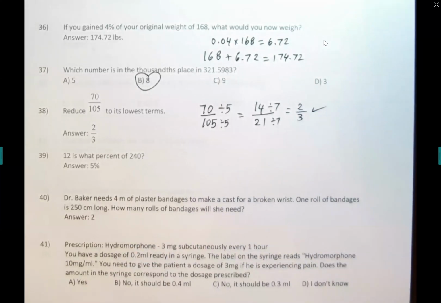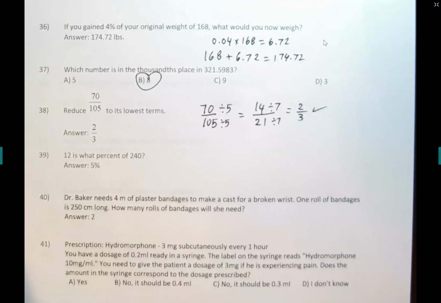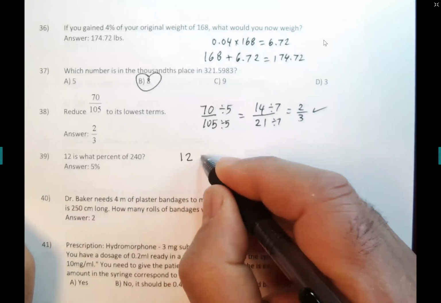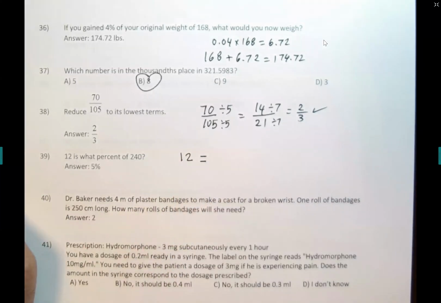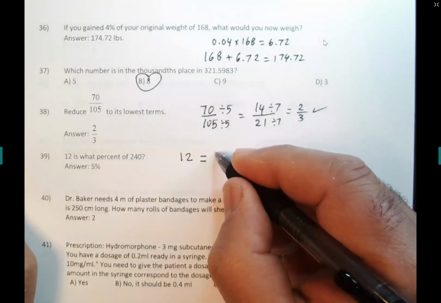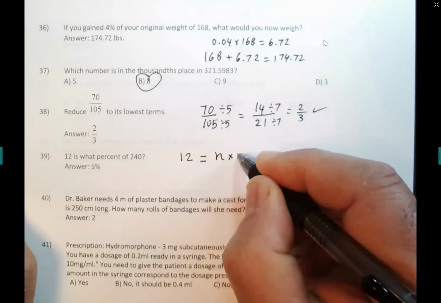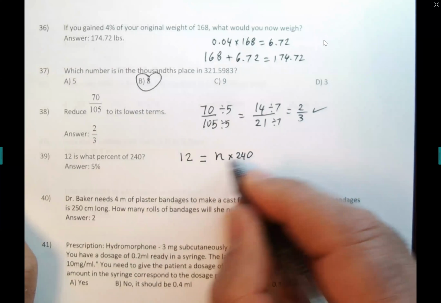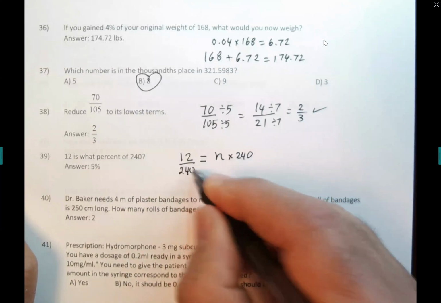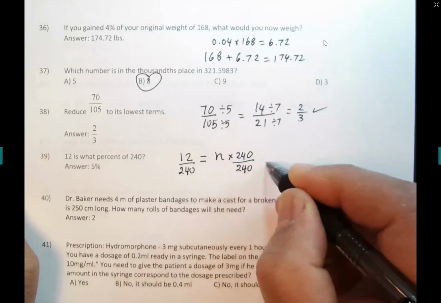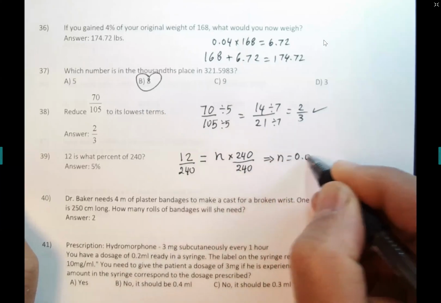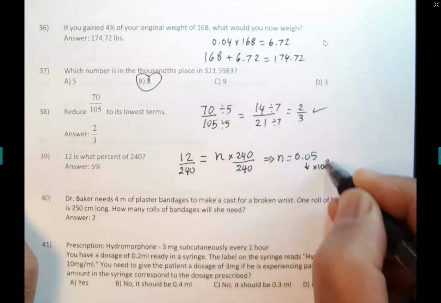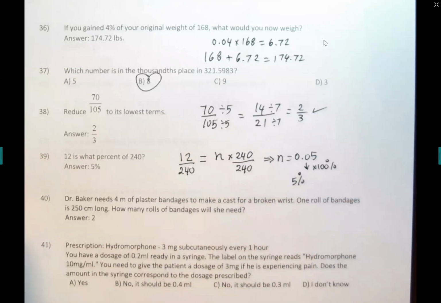12 is what percent of 240? I'm going to show you how to do this by translating. 12 is, in mathematics, it means equal. What percent? This is the unknown. Let's give it a name, n. Of means multiplication times 240. So I have n times 240 equals 12. In order to find n, I need to divide by 240. So that will give me n equals 0.05. But he says what percent, so you need to change this to a percent. So multiply by 100%, and that will give you 5%. Next.